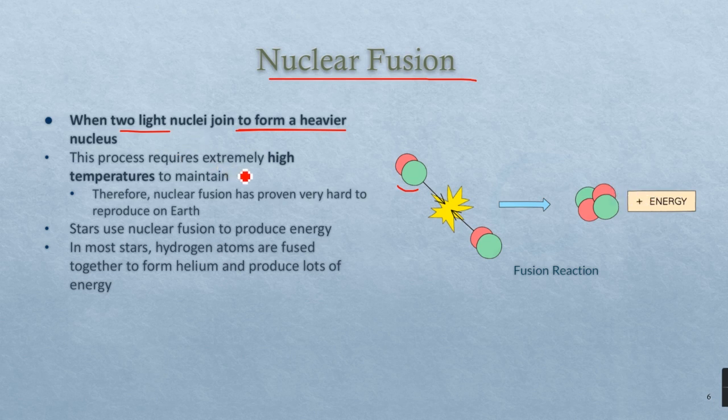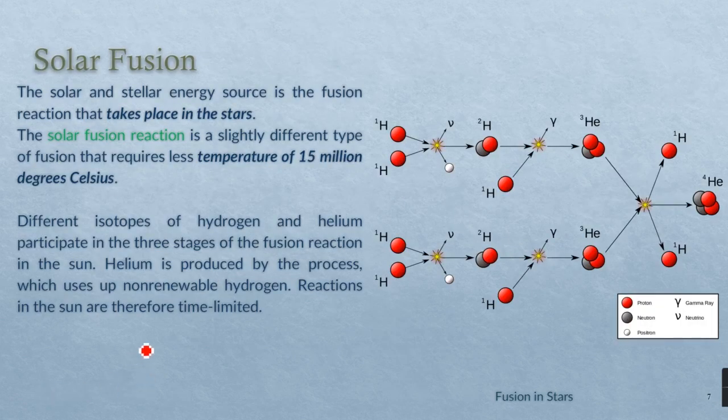It's very demanding. It needs extremely high temperatures, and therefore it's not possible to replicate that on Earth, and it happens in the stars, where they use nuclear fusion to produce energy. In most stars it's usually a fusion of hydrogen atoms together to form helium particles. The process of solar fusion takes place in most solar and stellar stars in the universe. So they fuse mainly hydrogen into helium, and it requires a very large temperature, 15 million degrees Celsius. That's why it's hard to replicate on Earth.